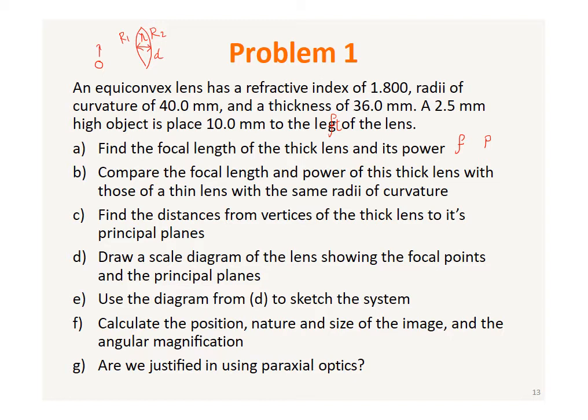Then compare that to a thin lens with the same radii of curvature. In other words, a lens where thickness is equal to 0. Then find the distance of the vertices to the principal planes, H1, H2. Draw a scale diagram of it and find the image, the magnification, and the angular magnification.